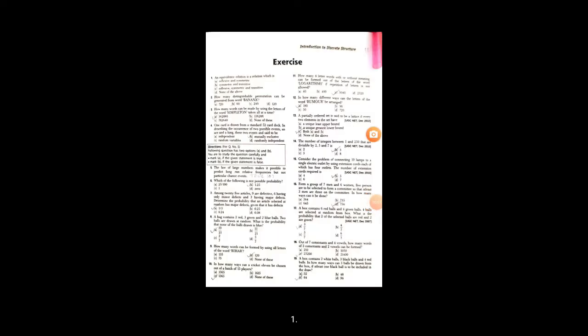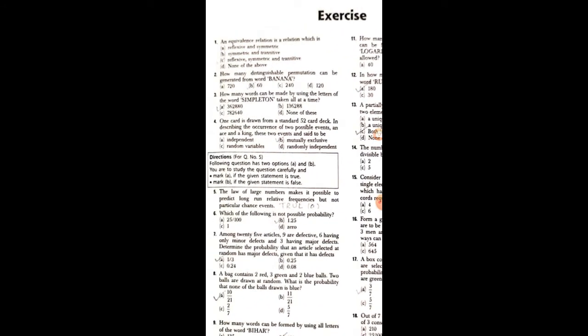Let's begin. Introduction to discrete structure. Exercise. Question number 1. An equivalence relation is a relation which is, the answer is reflexive, symmetric and transitive. Second question. How many distinct permutations can be generated from banana? The answer is 60.